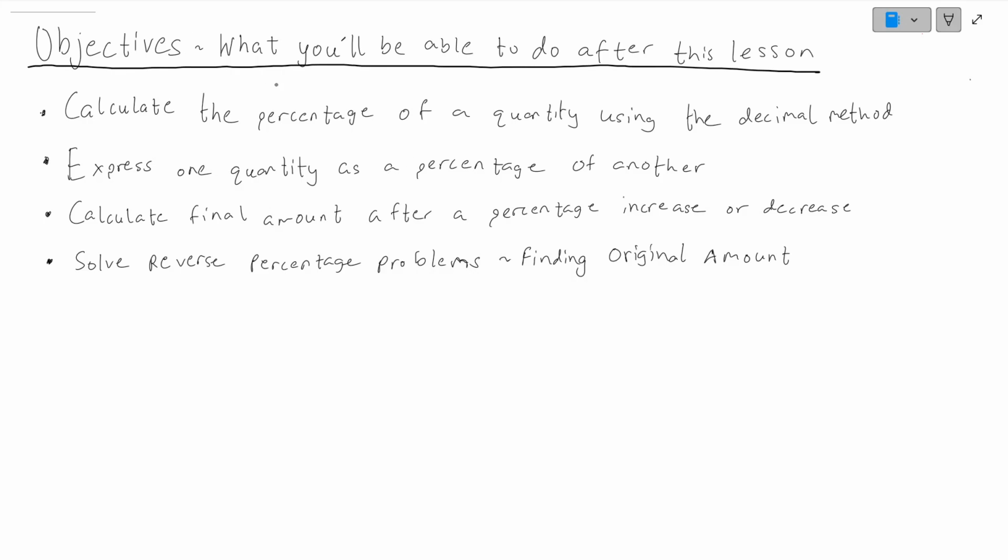Here is what you'll do in this lesson and what you'll be able to do after this lesson. You will be able to calculate the percentage of a quantity using the decimal method. You will be able to express one quantity as a percentage of another. You will be able to calculate the final amount after a percentage increase or a decrease. And finally, you'll be able to solve reverse percentages problems, which means finding the original amount from a given increase or decrease. We will start off with finding the percentage of a quantity.